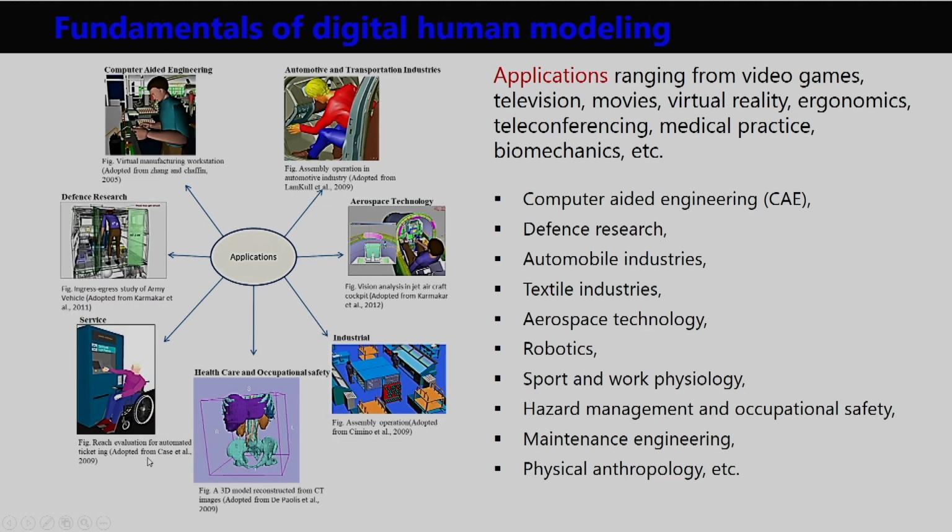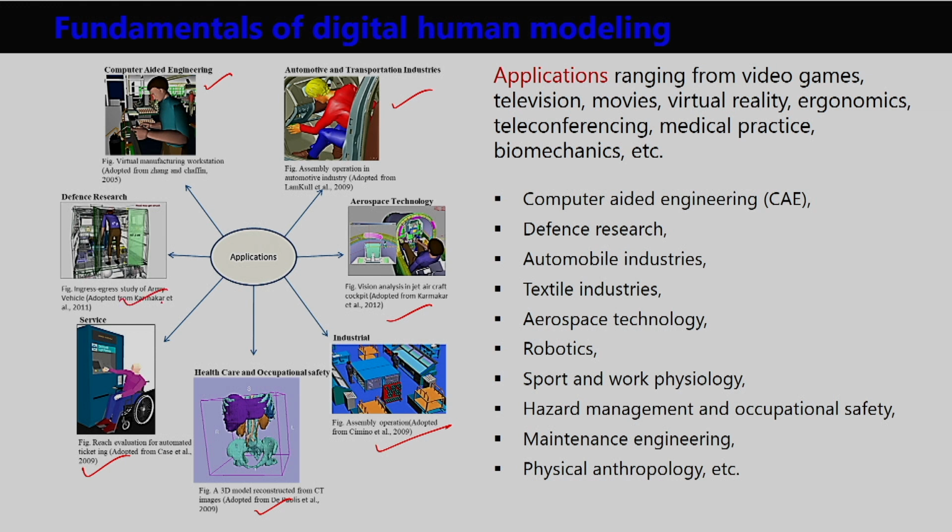Now, moving to the application of digital human modeling software, in which fields this type of software is being used nowadays. If we look at this diagram or image on the left panel, you can see DHM has its application in almost every field wherever human beings are involved. It is related to computer aided engineering, its application is in automotive or any other industries, in aerospace engineering, industrial sectors, then healthcare, occupational safety, then service industries, then defense research.